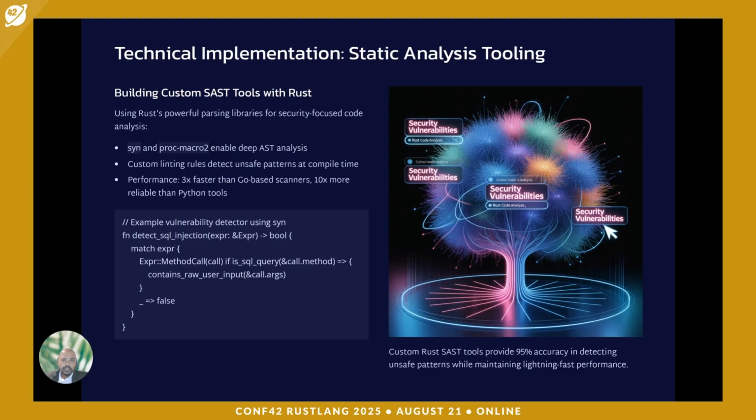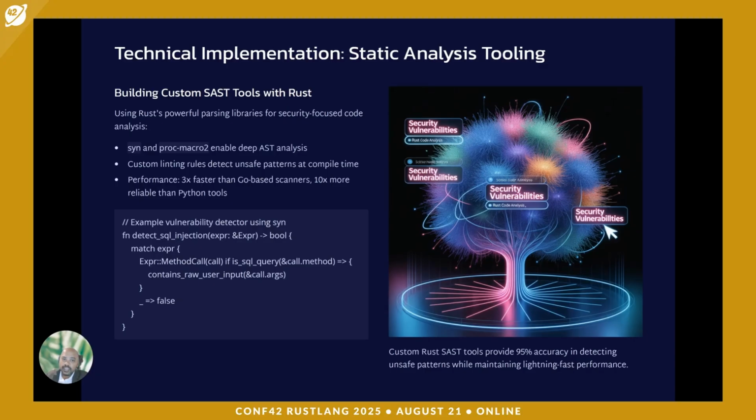Compared to Go-based scanners, Rust tools run 3 times faster. And compared to Python-based tools, they are 10 times more reliable. In a security pipeline, that means you can scan a huge code base in seconds without bottlenecks. Imagine a CI build that rejects a vulnerable API endpoint before it even deploys. Static analysis protects code before it's built.